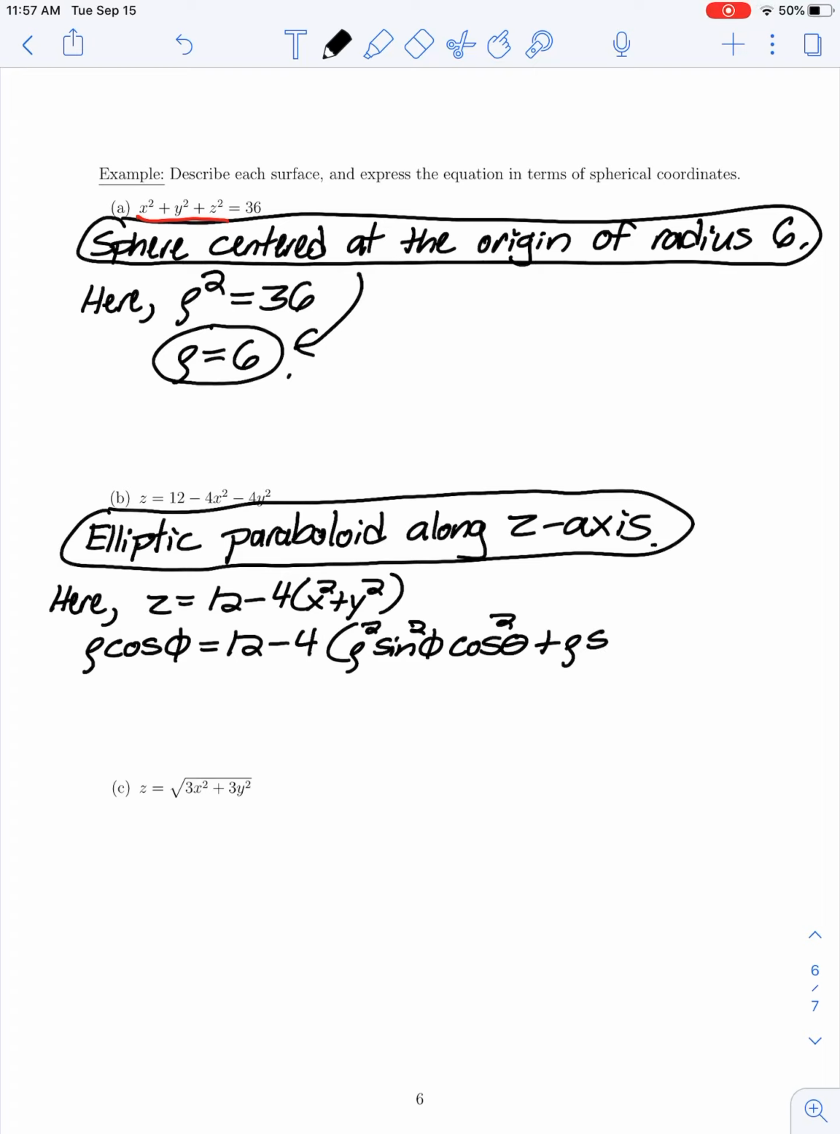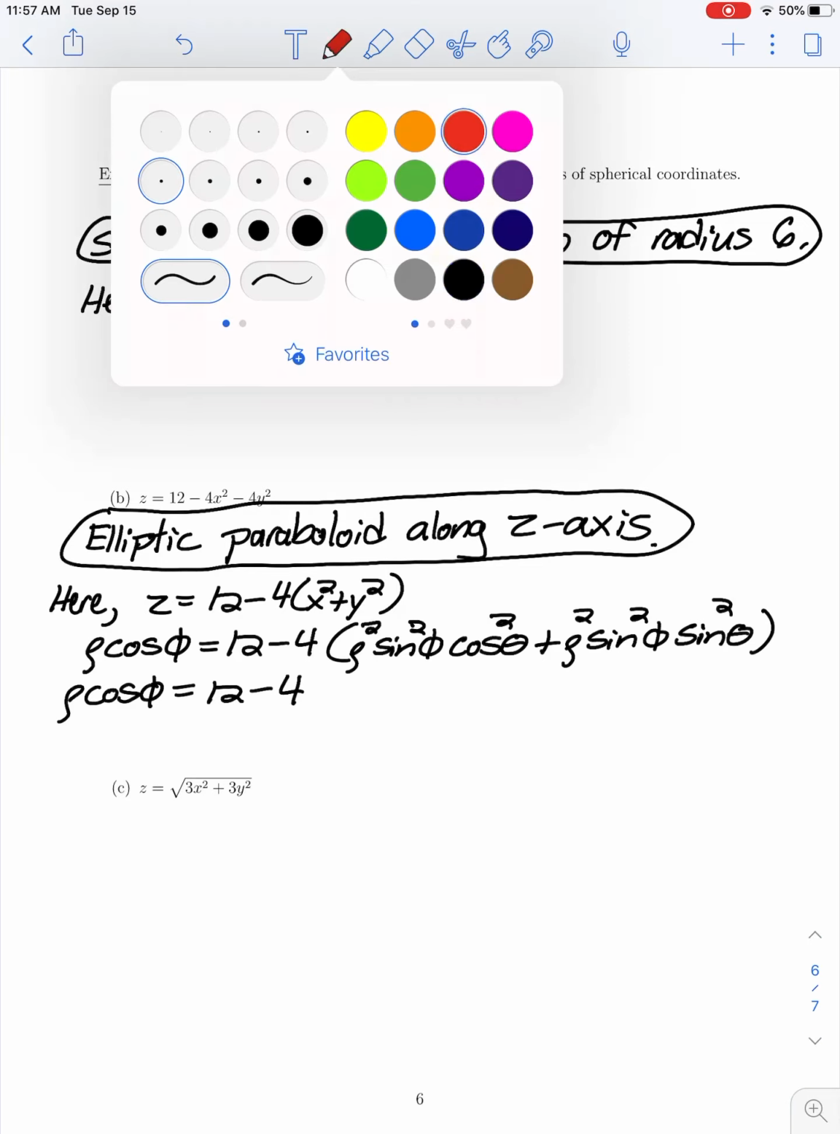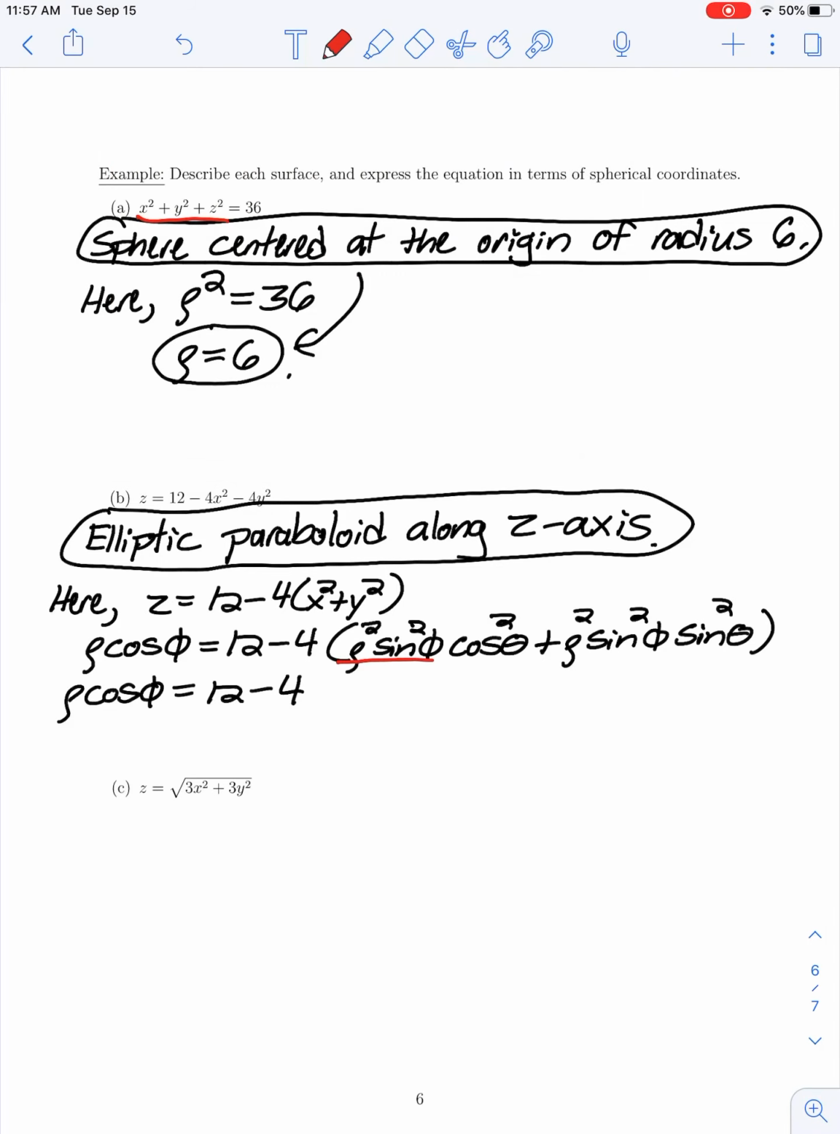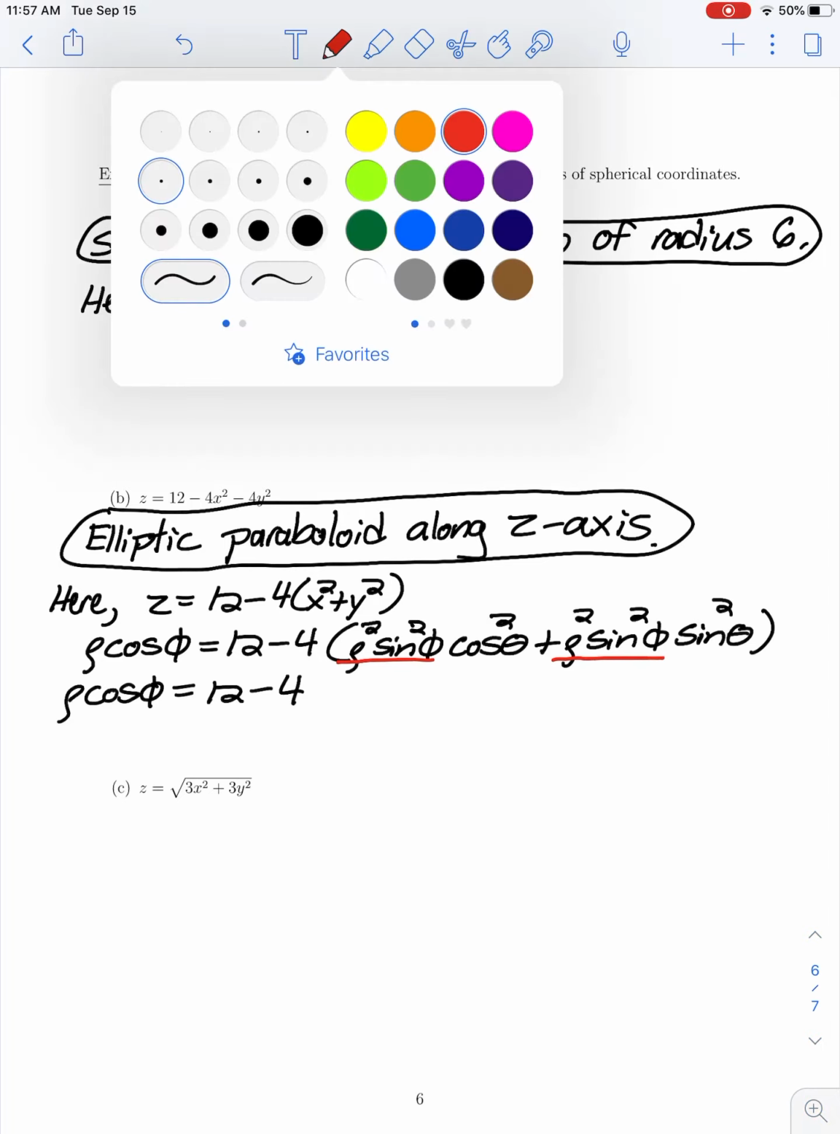Well, y is equal to rho sine phi sine theta, but since we were squaring y, we would have rho squared sine squared phi sine squared theta. So let's take a look at what we've got here. We've got rho cosine phi is equal to 12 minus 4 times, well, let's look at what we can factor out. We can factor out a rho squared times sine squared phi from each of these terms.